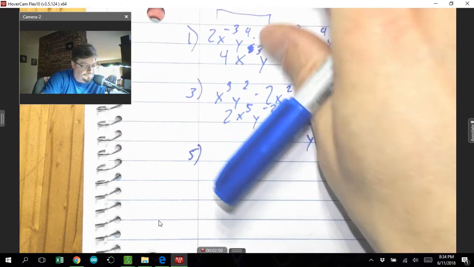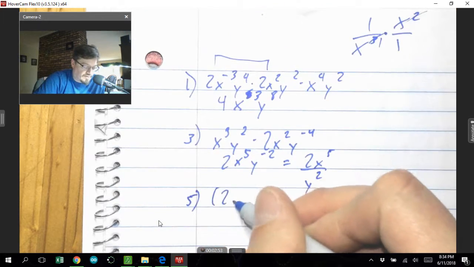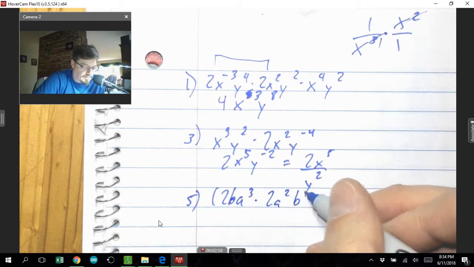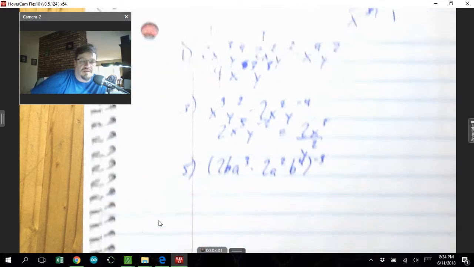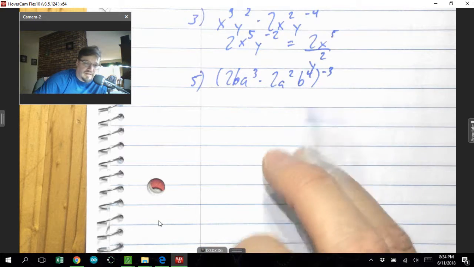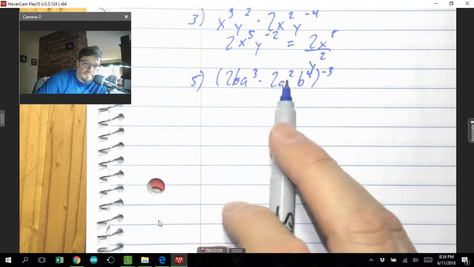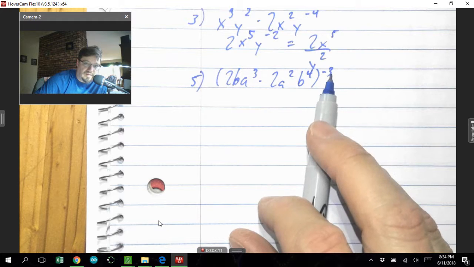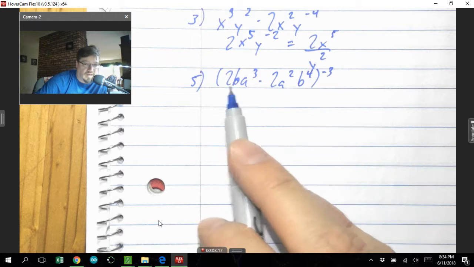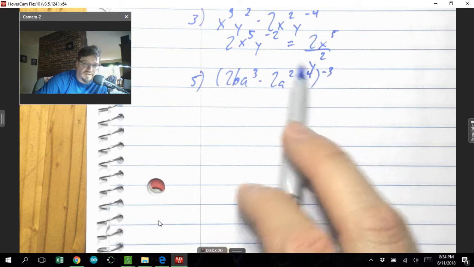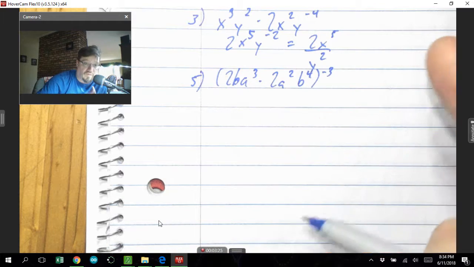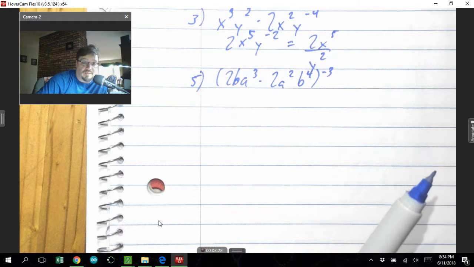Okay, number 5. Number 5 is a little different. Hopefully when I'm doing these, I'm copying the problem down correctly. If I don't, then they might not match the answer key. Okay, so here I can approach this a couple ways. I can multiply the insides, then raise it to the negative third, or I can distribute this negative 3 to all of them. Now, I'm more inclined to make mistakes if I distribute the negative 3 to each and every one. So I'm going to shrink the parentheses first, then deal with the negative 3.